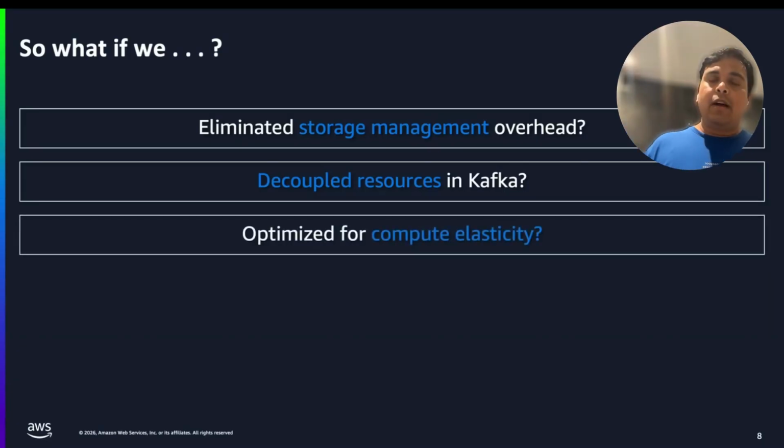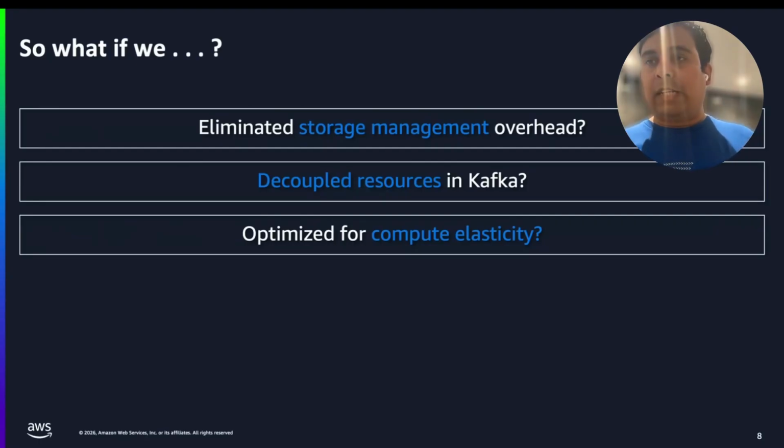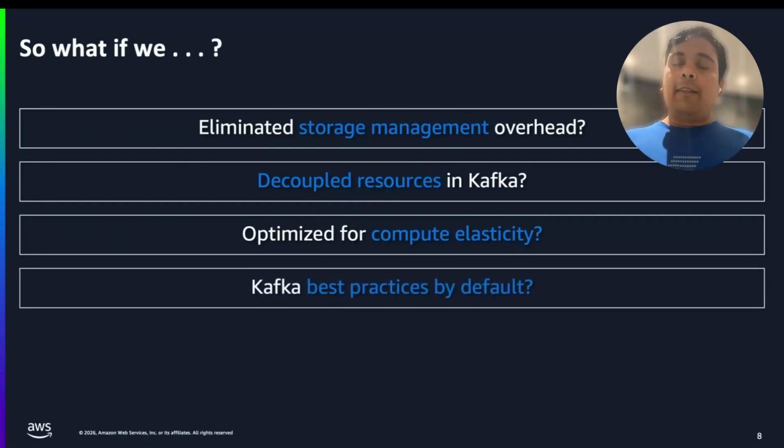Third is, what if you could optimize for compute elasticity? That means you could simply add more brokers to the Kafka clusters, and we can scale the cluster, we can scale the throughput of the clusters. And the fourth, what if we could actually take some of the best practices of Kafka as a default configuration to the cluster, like totally baked in. So for example, the replication factor.